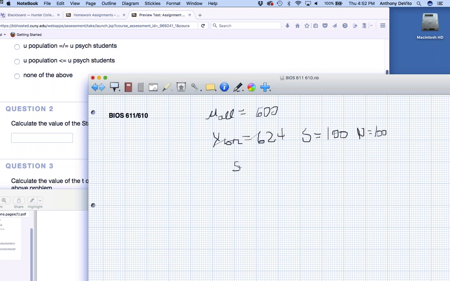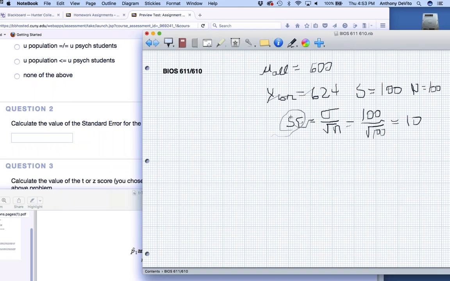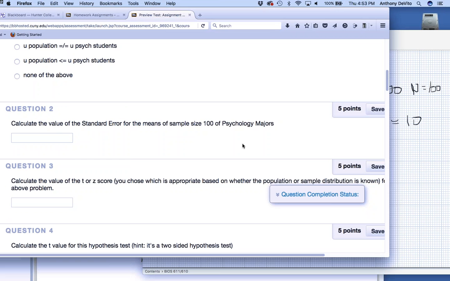So what's our standard error equal to? How do we calculate standard error? It's sigma over the square root of n. Do we know sigma? We don't, but we know s, so we're going to use s. 100 over the square root of 100, which is 10. So this is equal to 100 over 10, which is 10. So our standard error is equal to 10. So you would put 10 in here.